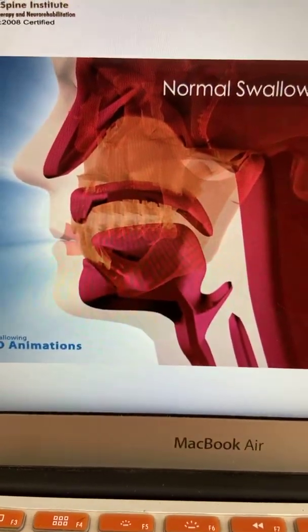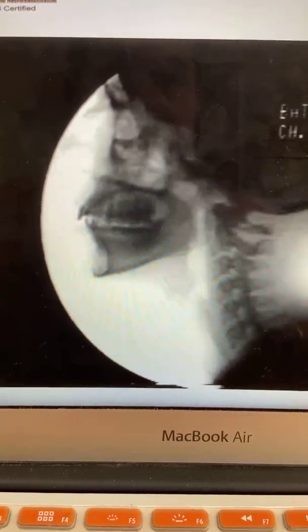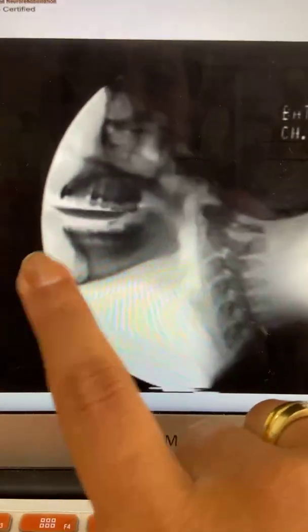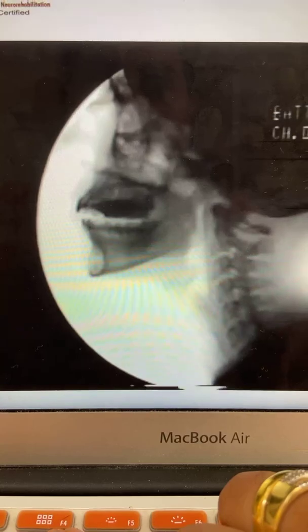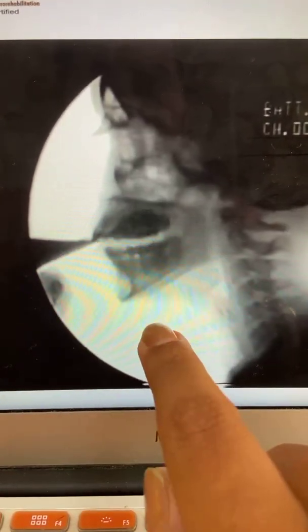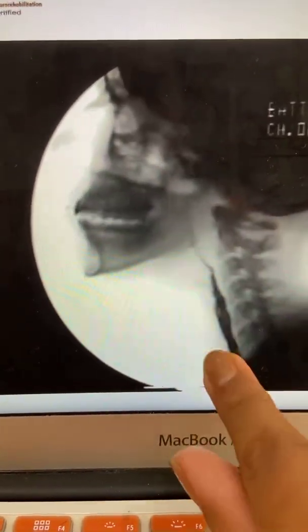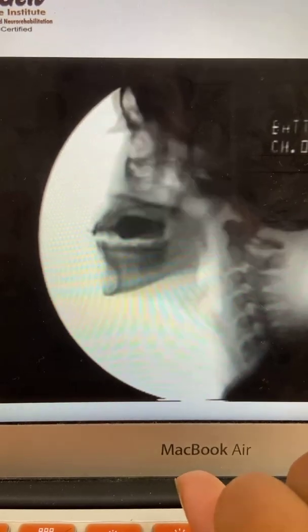This is a video of a normal swallow. You can see the patient has taken some food in his mouth and he has swallowed it. So you can see it's the tongue, the teeth, and other such structures which are involved in swallowing. When we realize which structures are involved, it is much easier for us to understand why speech and swallow are affected together.